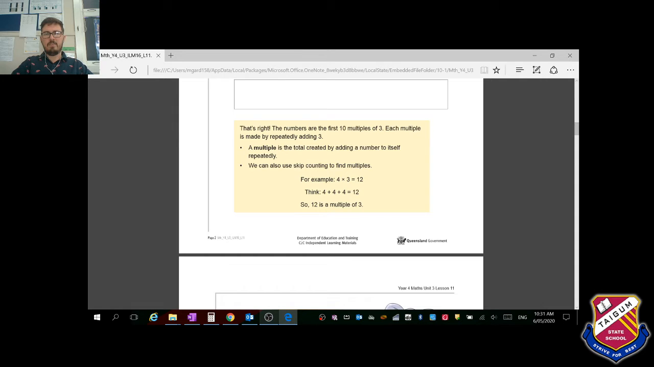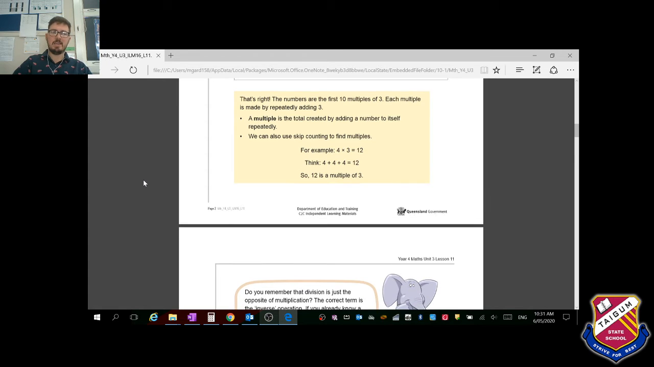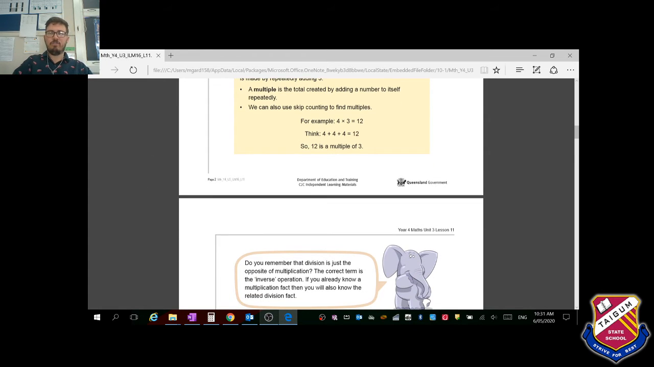The numbers are the first 10 multiples of 3. Each multiple is repeatedly adding 3, which is what multiplication is. It's repeated addition. So as we can see, 4 multiplied by 3 is 12. 4 plus 4 plus 4 is 12. So 12 is a multiple of 3 and also 4.